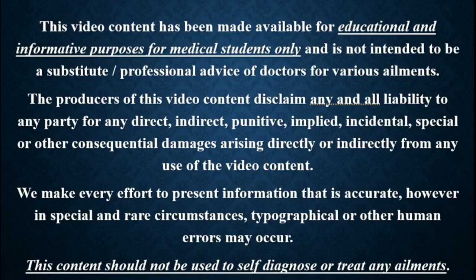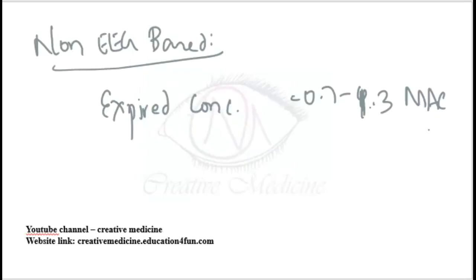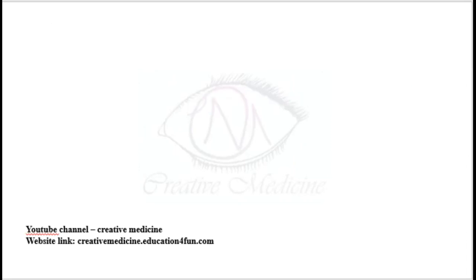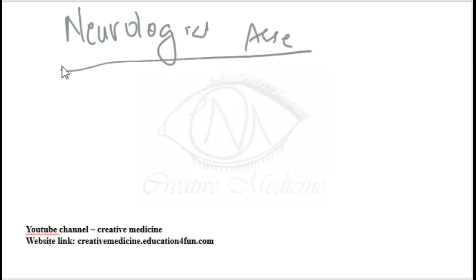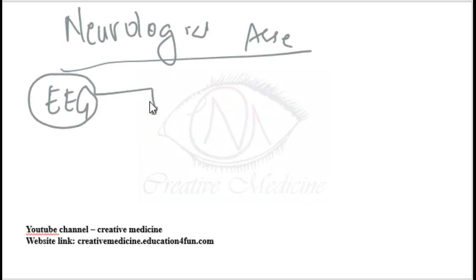In this lecture, we will learn about neurological assessment. Neurological assessment can be done by electroencephalogram or evoked responses. 1. Electroencephalogram. In electroencephalogram, neurological assessment can be done in two ways.